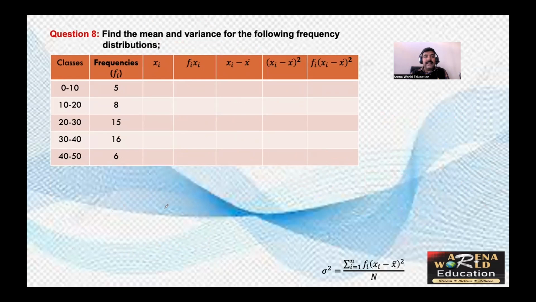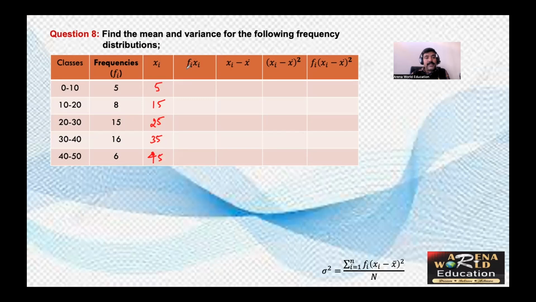Let us move to another question. Question number 8 is the same as question number 7. So I recommend you stop the video at this point and try it yourself. Then you can check your solution, right? So the fi's are given. How to find xi? Yes, simply we find the midpoint of the given class intervals. So 0 plus 10 divided by 2 will be 5. 10 plus 20 divided by 2 will be 15. Then 20 plus 30 divided by 2 is 25. Directly you can write the remaining xi's. So 35 and 45, right?